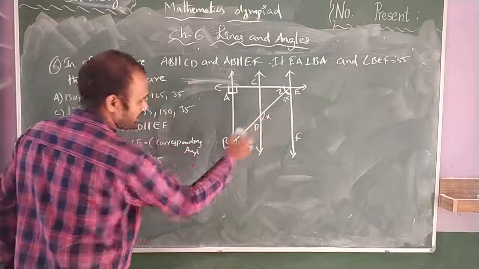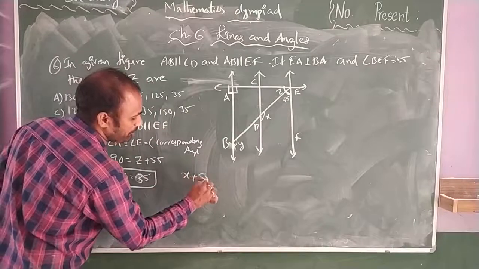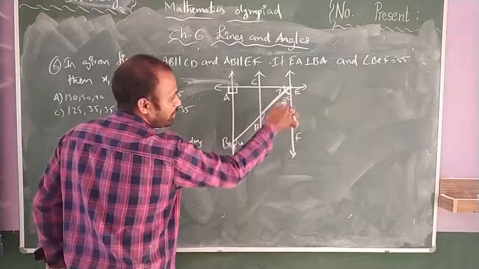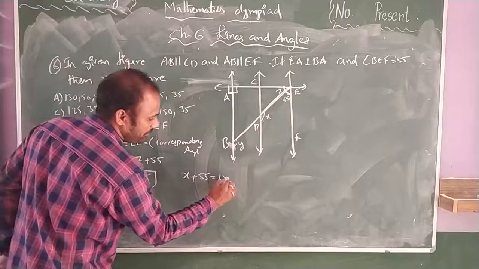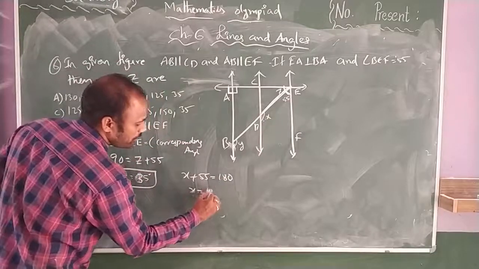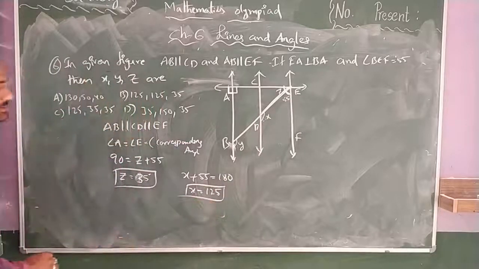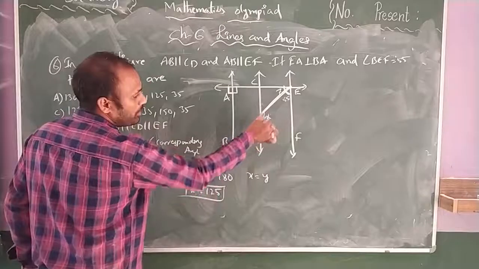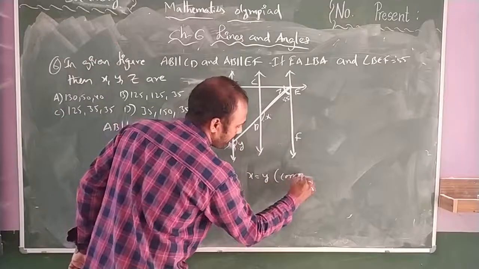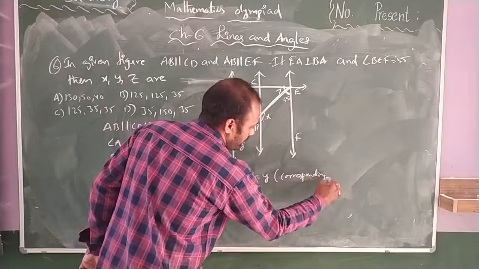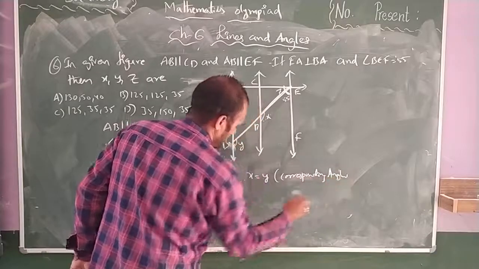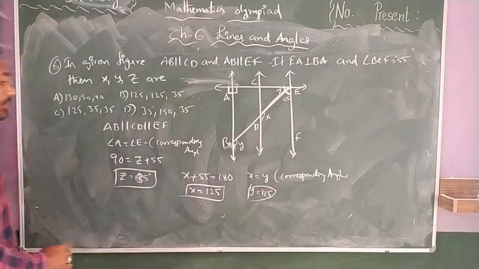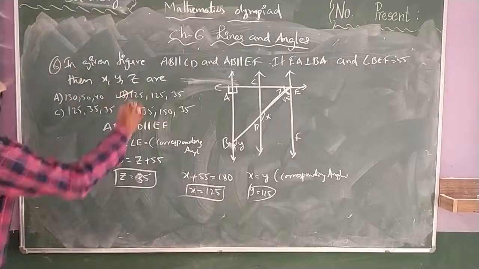Next, I want X. If I consider X plus 55, since these are parallel lines and this is a transversal, these two angles are inside, they are called co-interior angles. Co-interior angles addition will be 180 degrees. So X value will be 125 degrees. And X is equal to Y. Why? Because X and Y are corresponding angles. So if it is 125, Y is also 125. So the option is 125, 125, 35. Option D is correct.